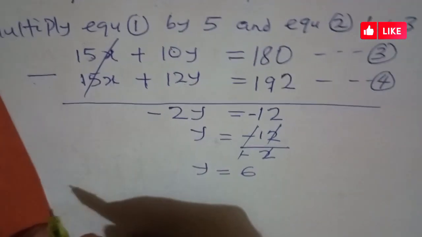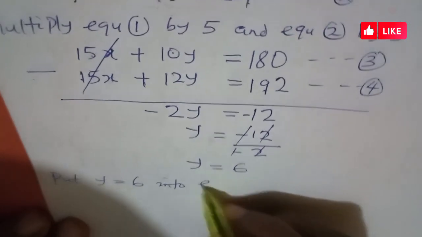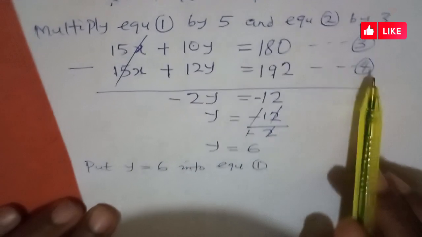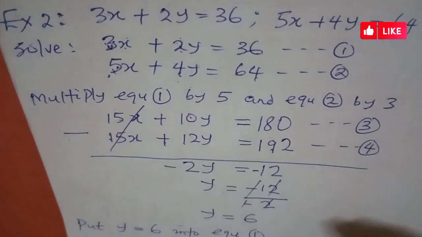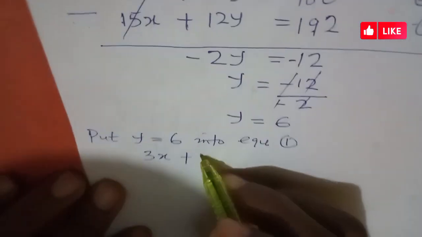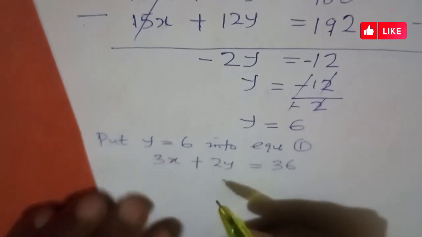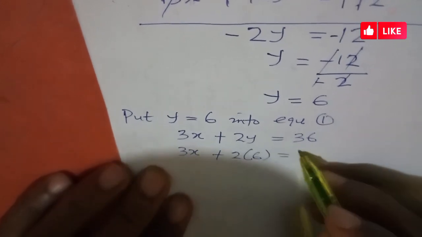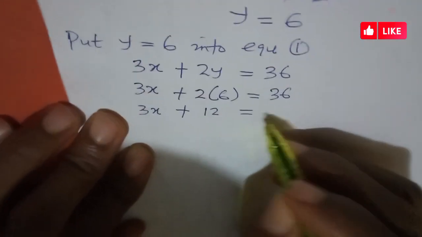Straightforward. So put y equal to 6 into equation 1. You could also use equation 3. Any of the equations will work perfectly well, but I've chosen to use equation 1 for this. So y is equal to 6. That means from equation 1, 3x plus 2y equals 36. So wherever I see y, I'm going to put 6. So we have 3x plus 2 into 6 is equal to 36. 3x plus 12 is equal to 36.